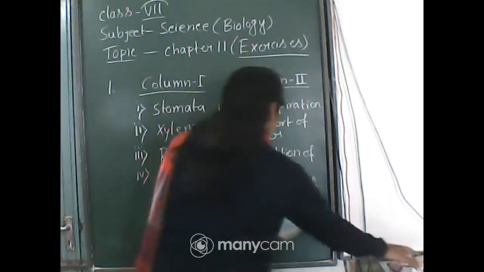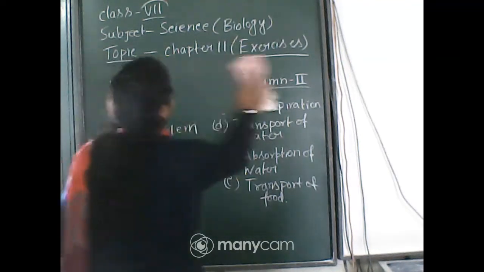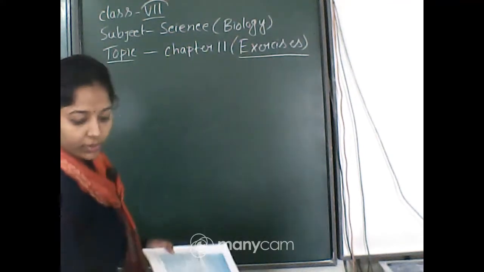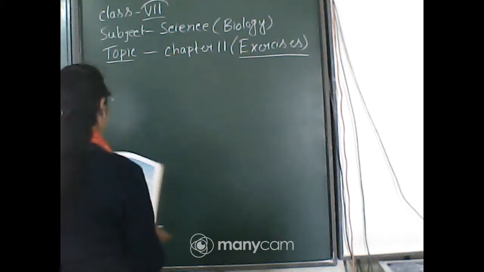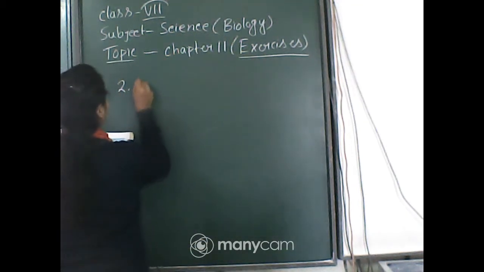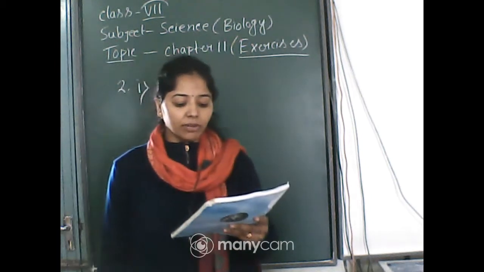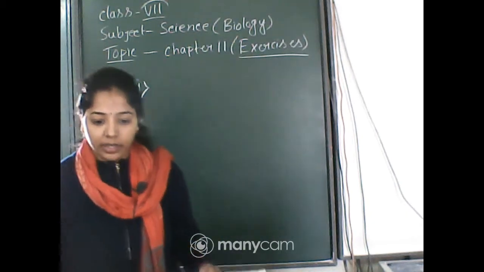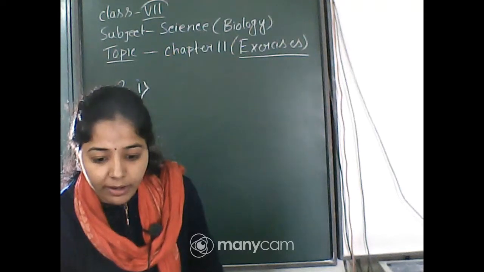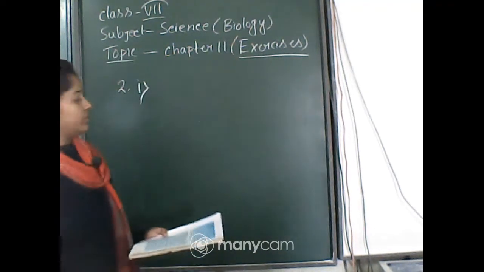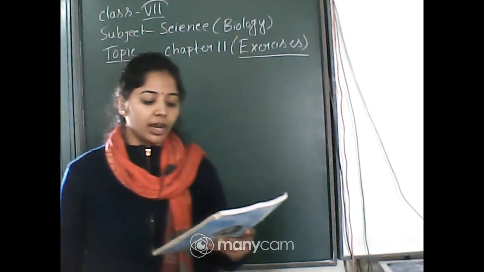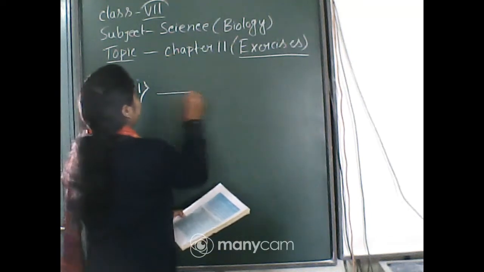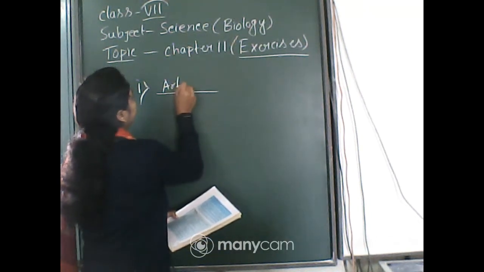Now comes the second question, fill in the blanks. The question is: the blood from the heart is transported to all parts of the body by the dash. Here the answer will be, can anyone say? Please write in your chat box. The blood from the heart is transported to all parts of the body by the arteries. So here the answer will be arteries. Understood?